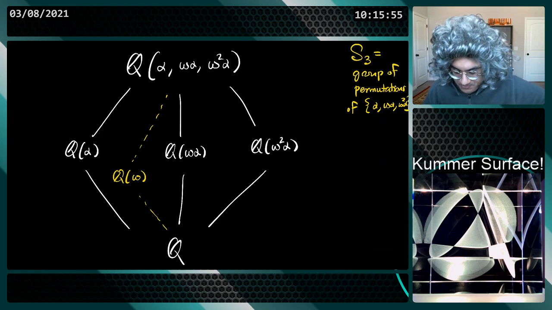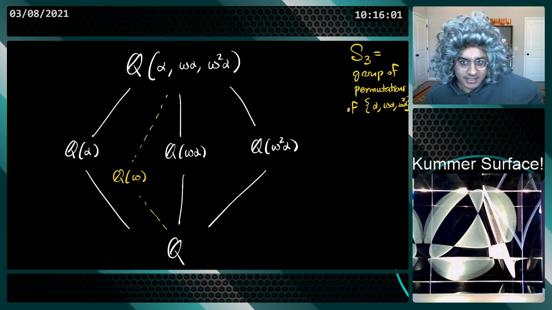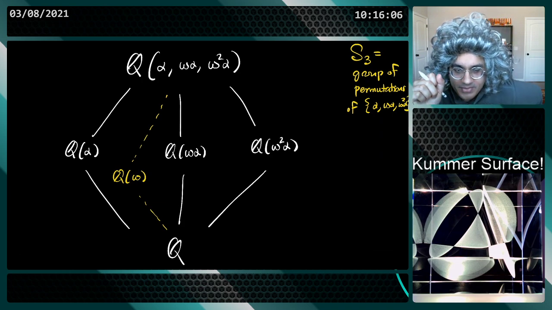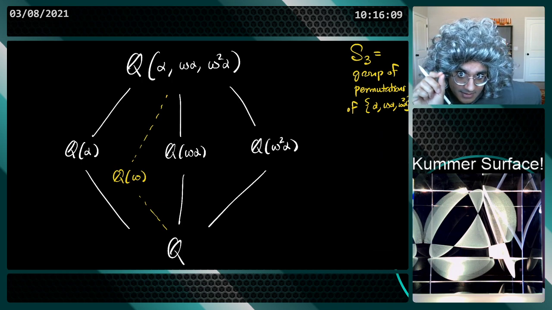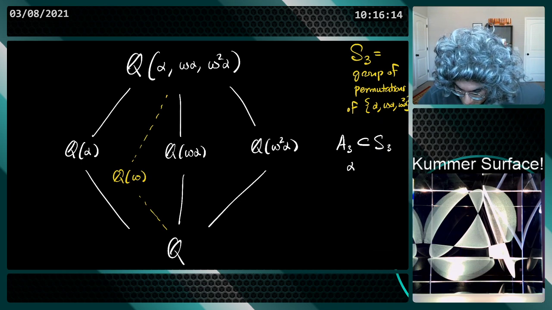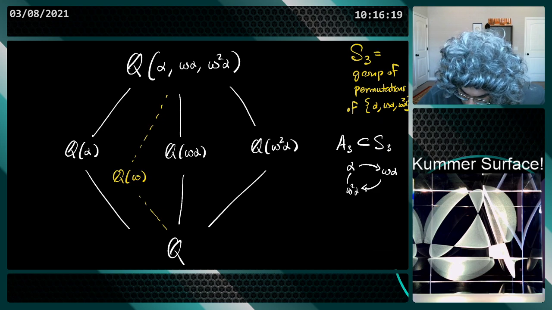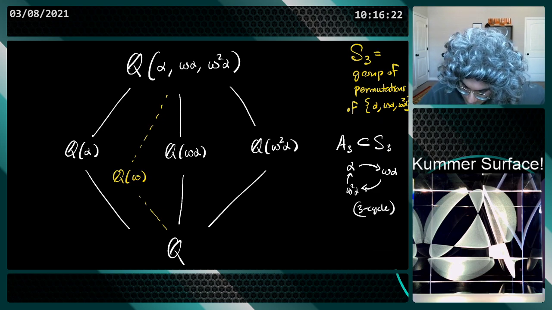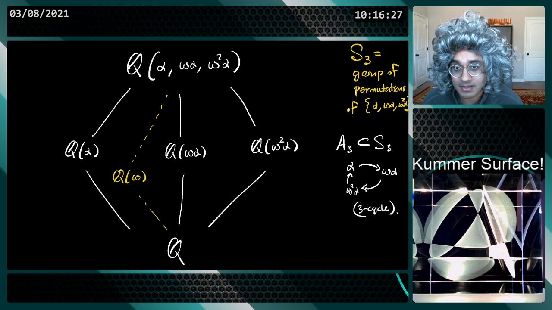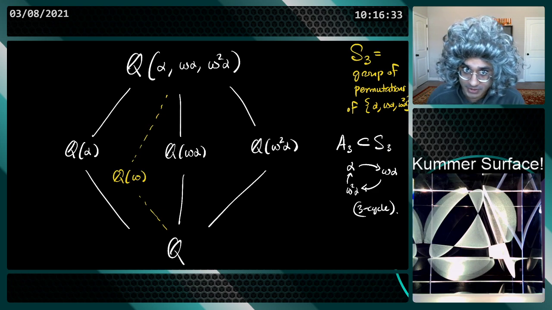Interesting how those match. But there's another thing. If you look in S3 and look at the subgroup, let's look at A3, which is generated by the 3-cycle. This is a 3-cycle. And what is the fixed field of this group of automorphisms of the large field?